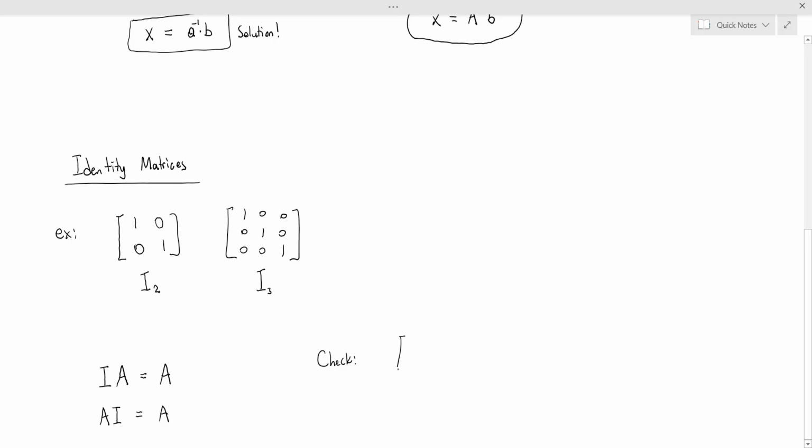So for instance, let me take the 2 by 2 identity matrix. Let's say we were to multiply it with a 2 by 2 matrix. You should check to actually carry out the multiplication, and you'll find that indeed you just get A, B, C, D when all is said and done.